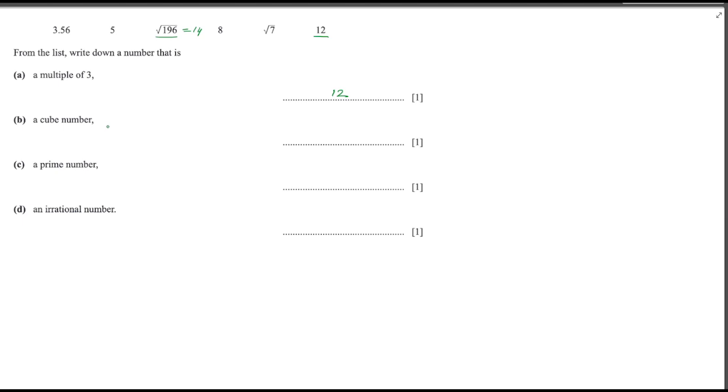A cube number. Now a cube number, this 8, if you see, it is a cube of 2. So 8 is a cube number. A prime number, now simple, 5 is a prime number. And an irrational number. Now an irrational number is a number which cannot be written in p upon q form. All the numbers which are not a perfect square, their square roots are always irrational. So root 7 is your irrational number.